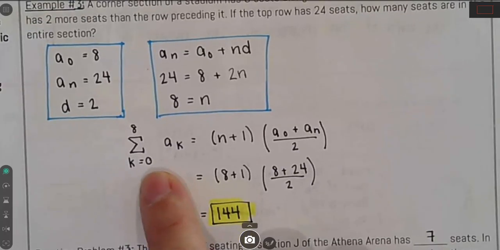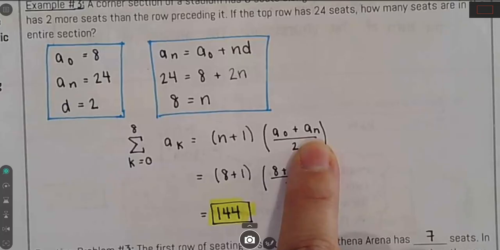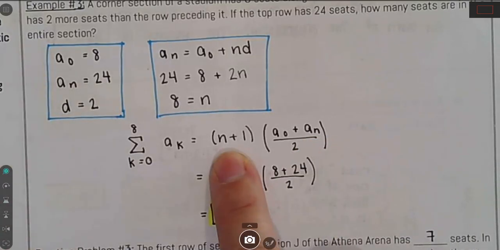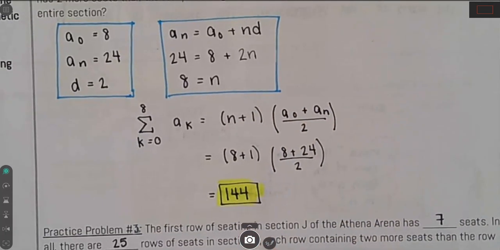So I'm using this formula. The reason I'm using this formula from the previous page is because I have a naught and a n. And now I also have n. So I plug everything in, I get 144.